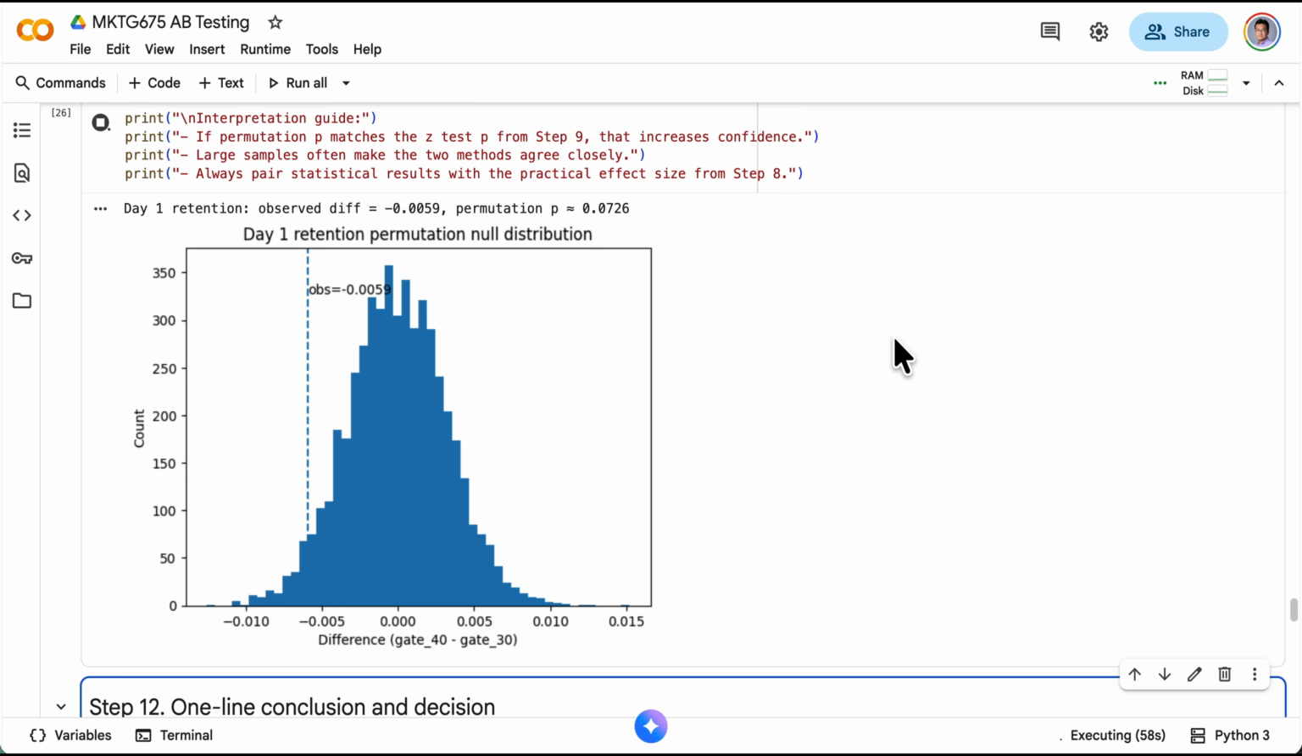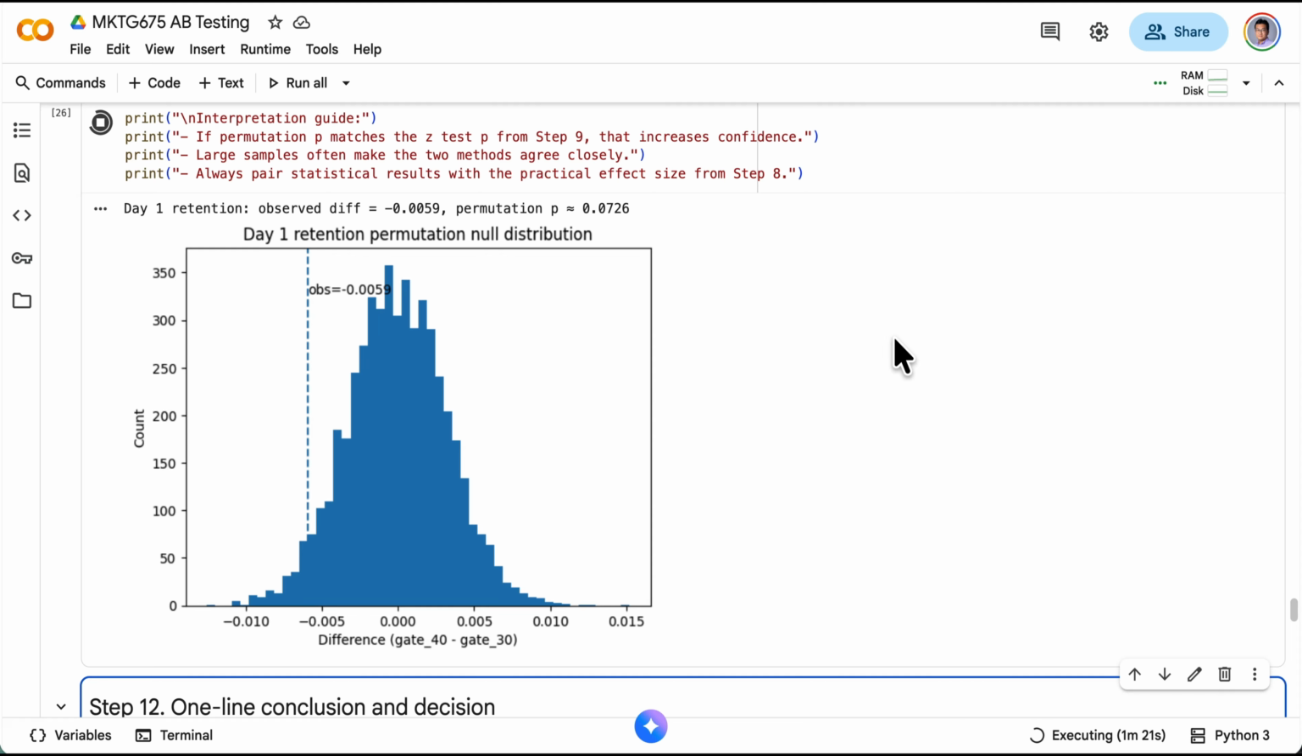In this step, we run a permutation test to build intuition. The idea is, if there is no real effect, then which users are labeled gate 30 or gate 40 should not matter. So we repeatedly shuffle the group labels, recompute the difference in retention, and build a distribution of differences that come purely from random shuffling.